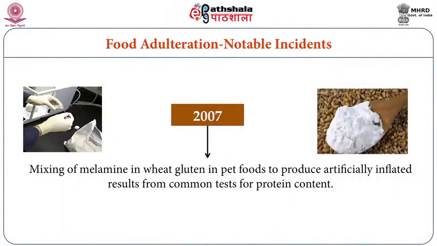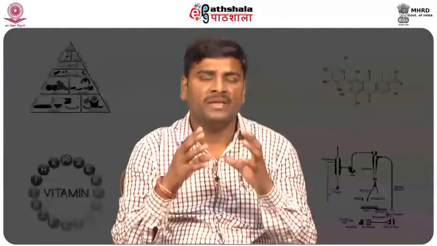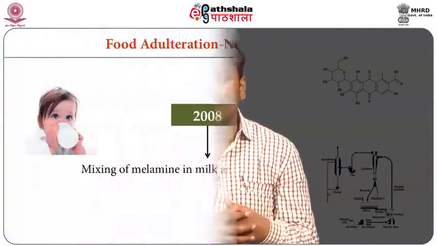And for example, some mixing of melamine in some feed foods. Melamine is a component which, when you add it to feed and give it to fat animals, makes those animals gain their weight early. So that is another adulterant problem.